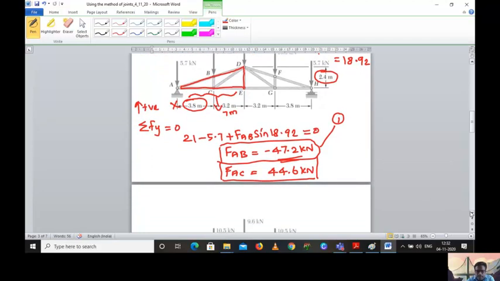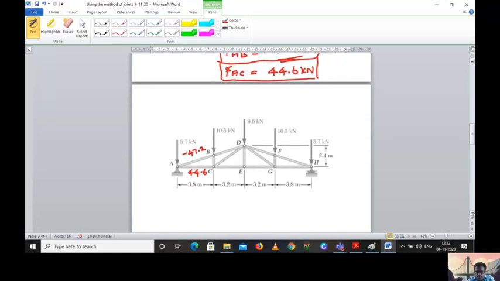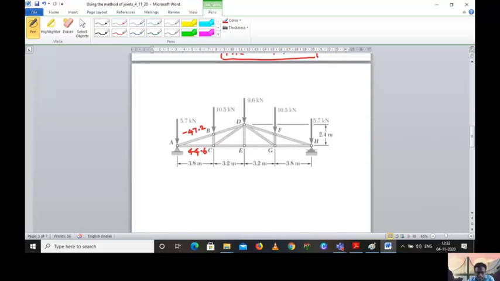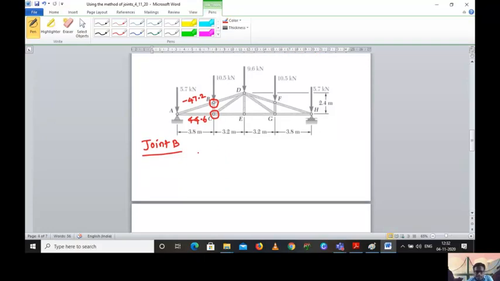Next we are coming to the next joint. So now we have calculated FAB as minus 47.2 and FAC as 44.6. Now we are going to move to the next joint. Next we are having, as I said, B and C. So I am going with joint B. In joint B, you assume the values. What forces are acting at joint B? We are going to see.